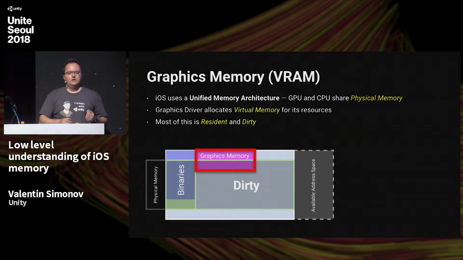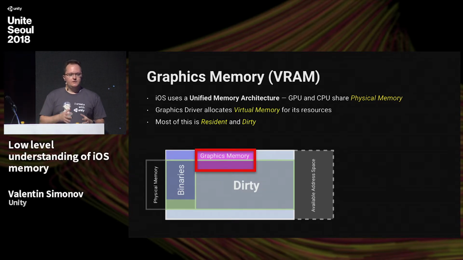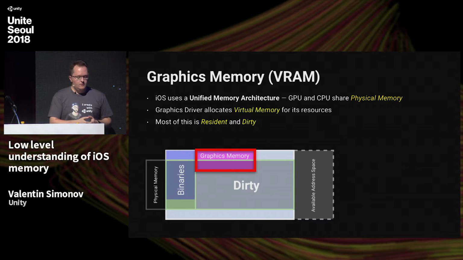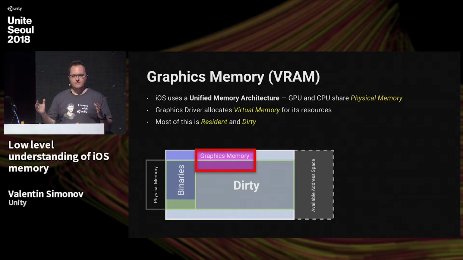Graphics memory. Usually, for example, on desktops, graphics memory is a separate hardware on a GPU. You have random access memory for the CPU and for the GPU. They're totally separate things. On iOS, iOS uses a so-called unified memory architecture. That means that GPU and CPU share the same physical memory.